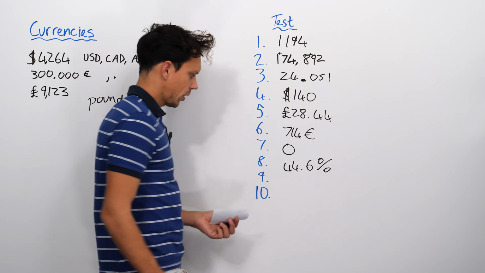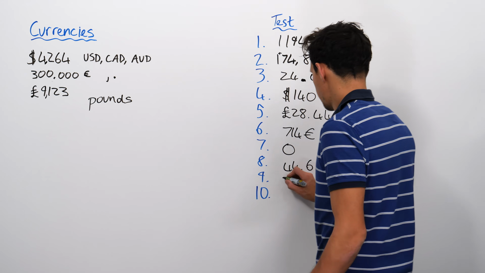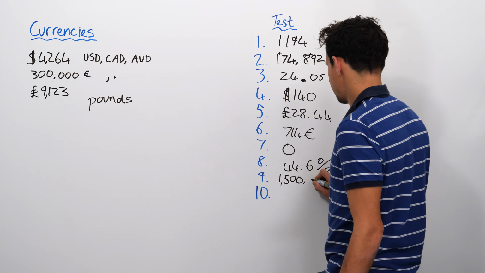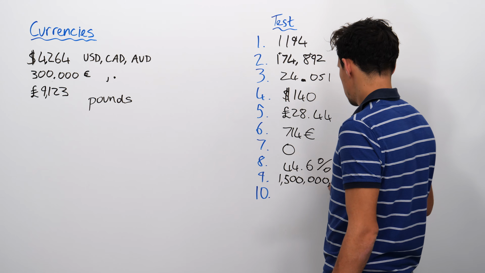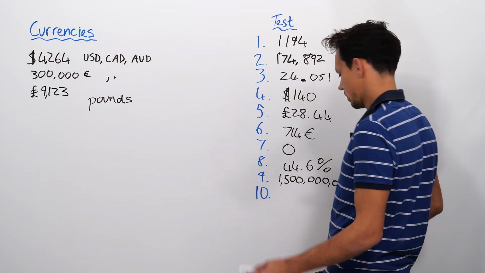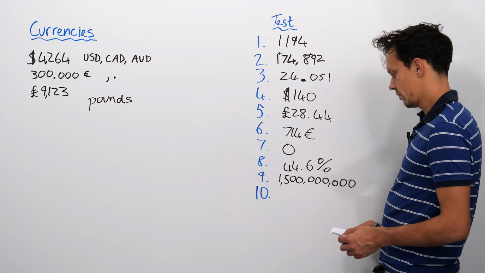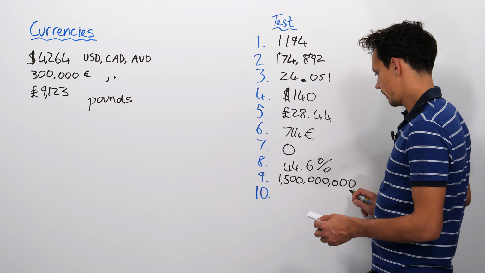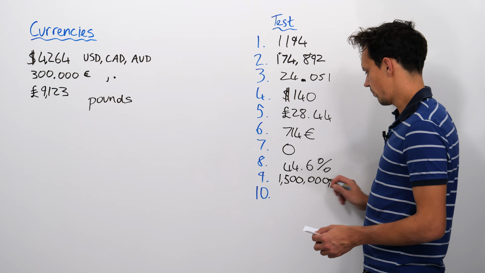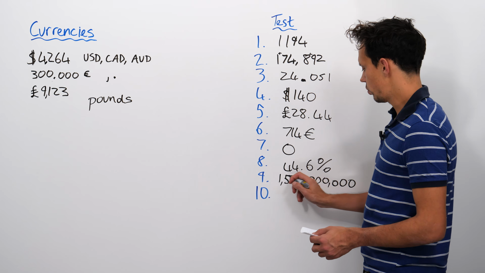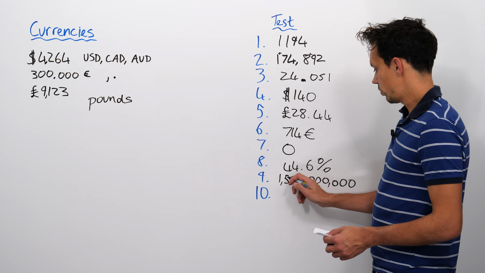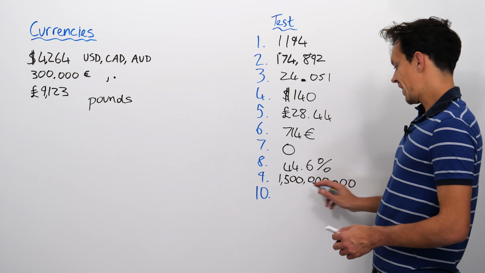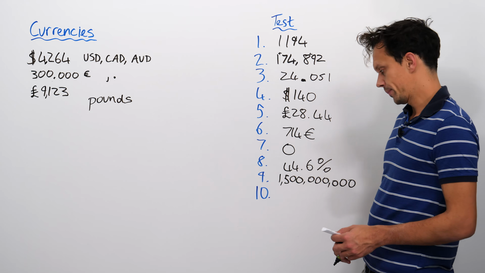Number 9, the billion one. How many zeros are there? 1. And then it's a million. Okay, just check I've got that right. Yep, good. So we've got 1.5 billion. If it was 2 billion, it'd be 2 followed by nine naughts. Okay, remember it's a 10-digit number, a billion.